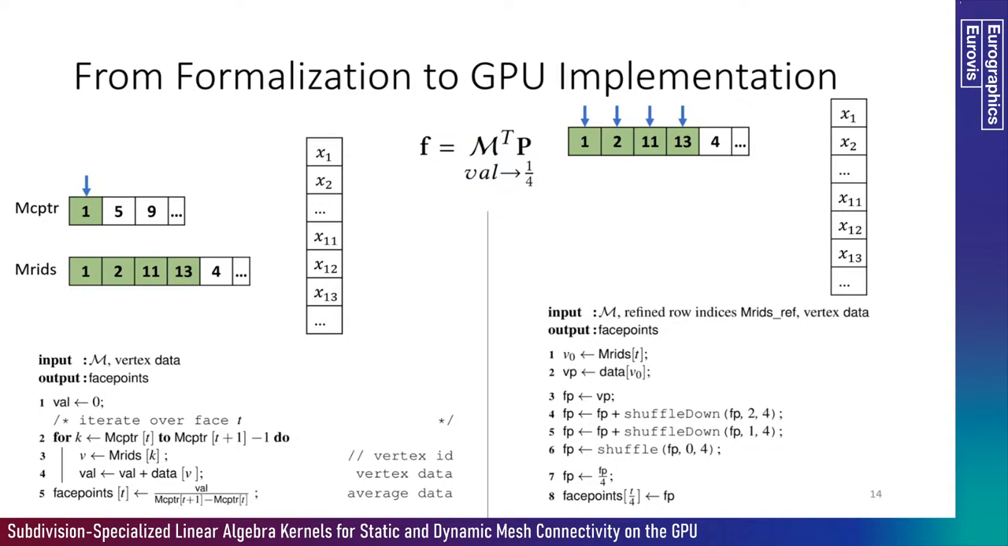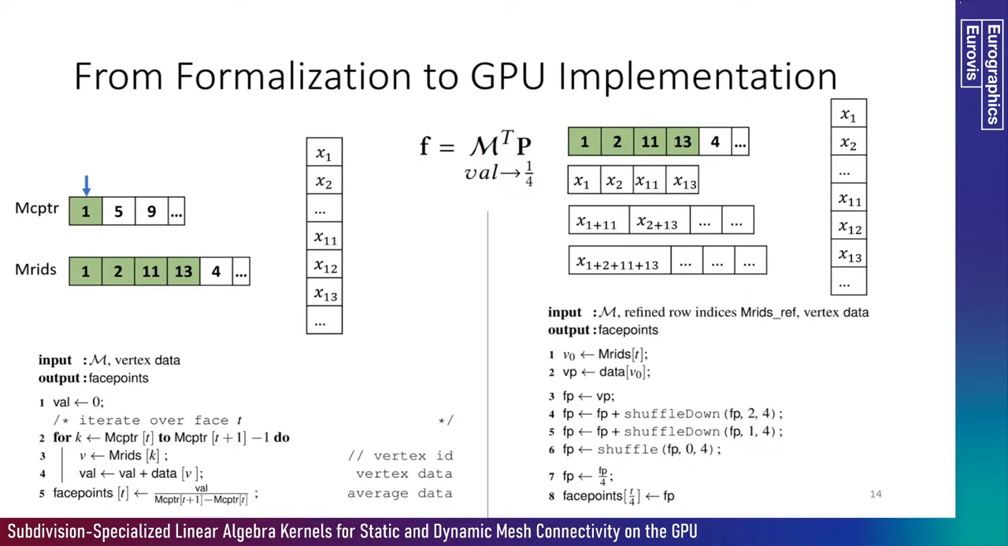They do so by reading their row index and the corresponding vector element. The vector data is then summed up in a parallel reduction using fast warp-level communication primitives. Then the final face point can again be computed by averaging the accumulated value.